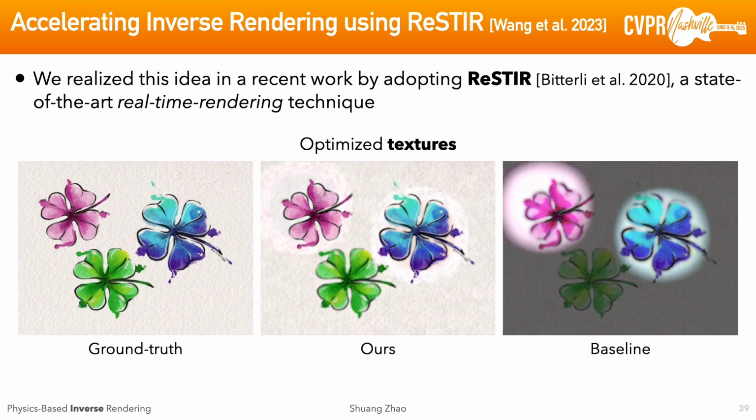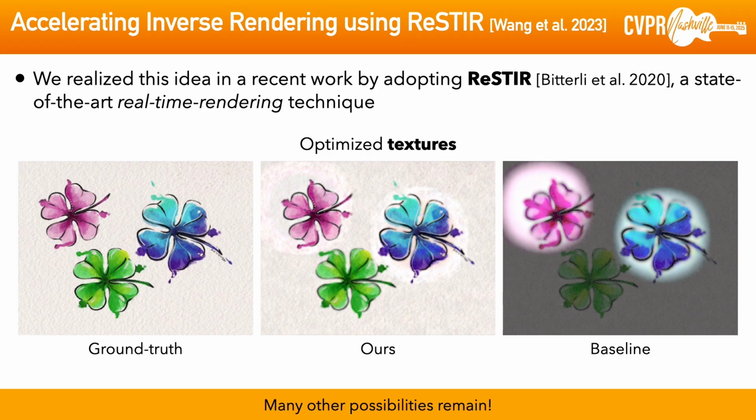Thanks to these changes, if we use that to optimize the texture, and here we are visualizing the optimized textures, the baseline kind of broke because of the high noise. However, if we make better use of samples, we can achieve much better reconstruction, basically much faster inverse optimization by just reusing samples. This of course is just one example of reusing samples across iterations, and I want to emphasize that many additional possibilities exist.